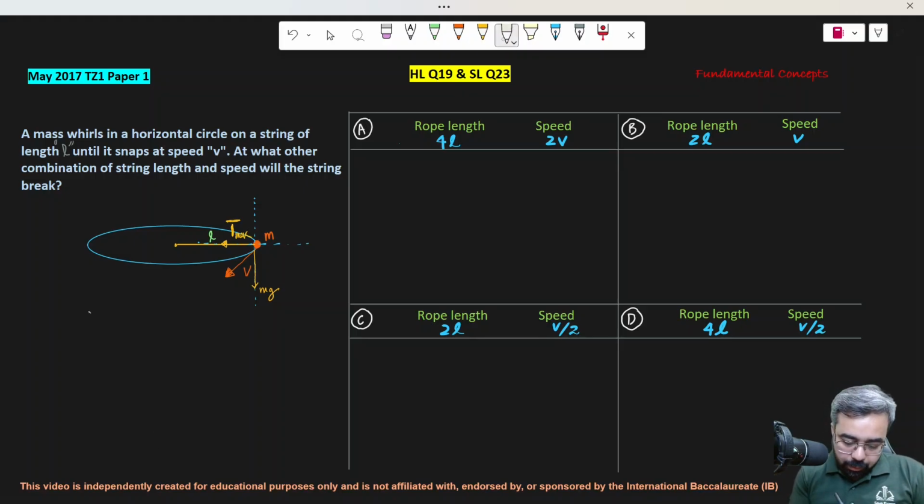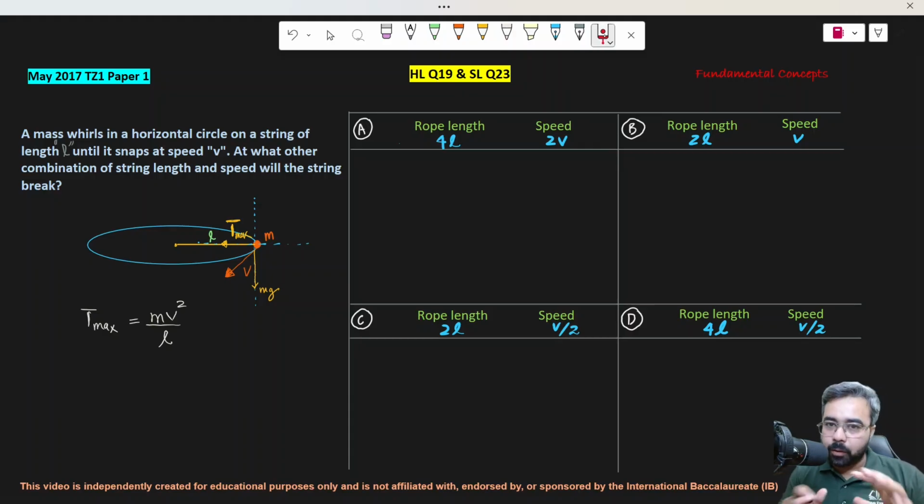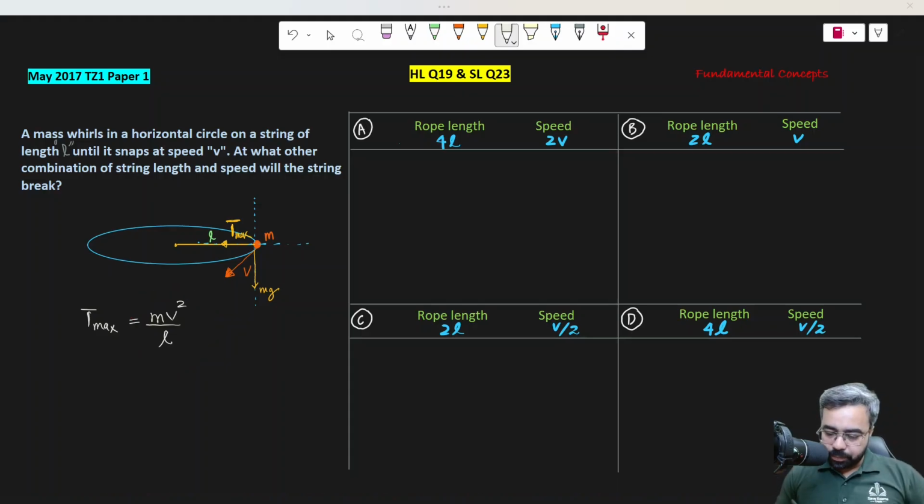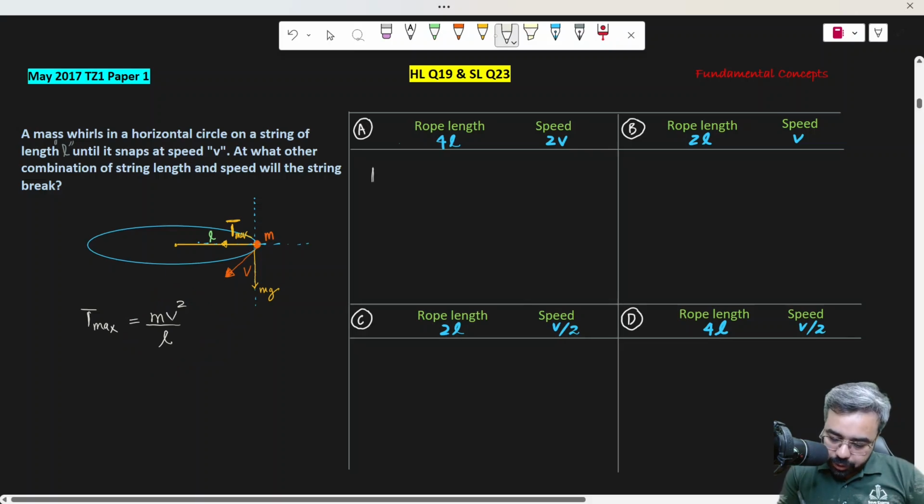So if we try to write its equation, T max is equal to mv square over L, because here the radius is equal to length. So if any of the combinations is equal to mv square over L, then at that combination the string will break. So for the first combination, the T prime, that is a new force.